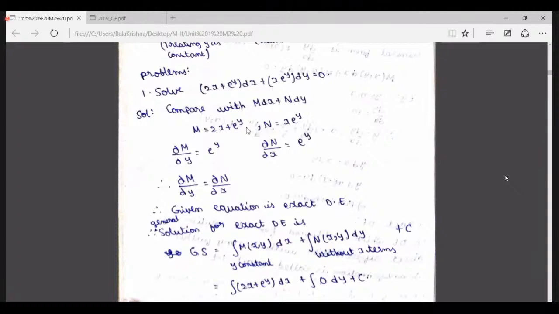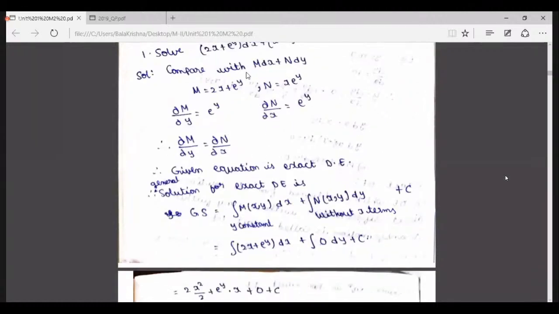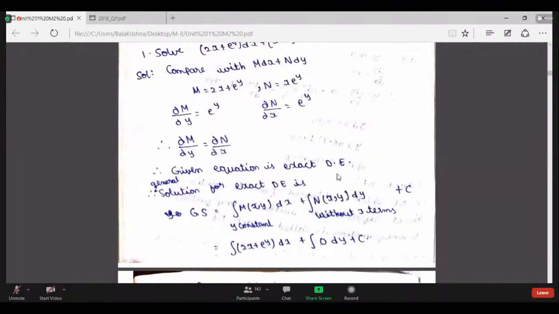Once you express it, check for exactness, that is, whether dou M by dou y is equal to dou N by dou x or not. Here the M function is 2x plus e power y, and the N function is x e power y. When you differentiate M partially with respect to y, the 2x becomes 0, and the derivative of e power y is e power y. And for the N function with respect to x, e power y remains constant and the derivative of x is 1, so it is e power y. Here dou M by dou y and dou N by dou x are both the same, so the given equation is an exact differential equation.